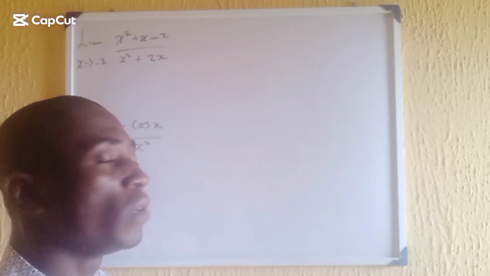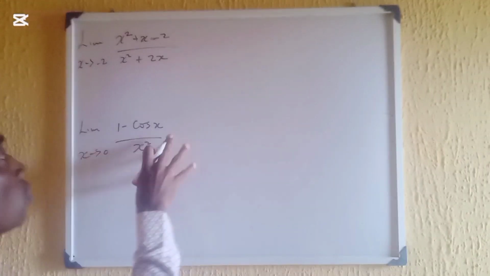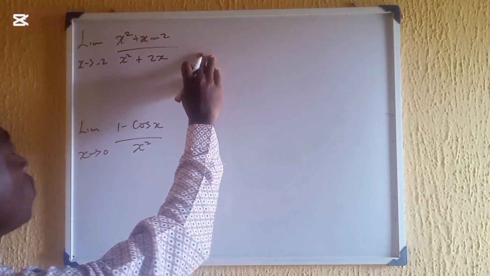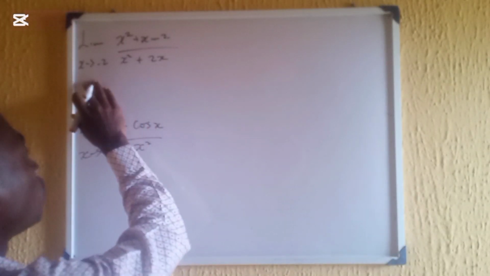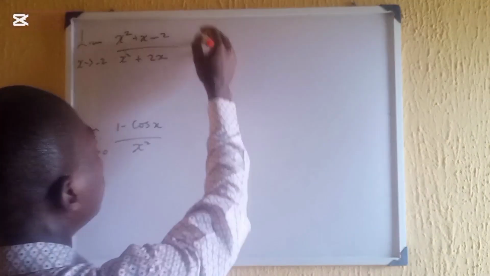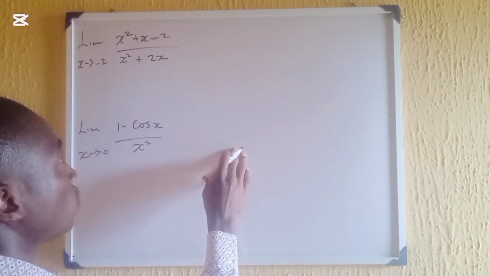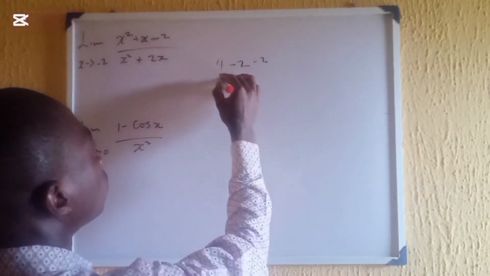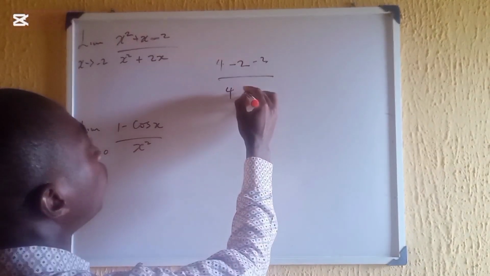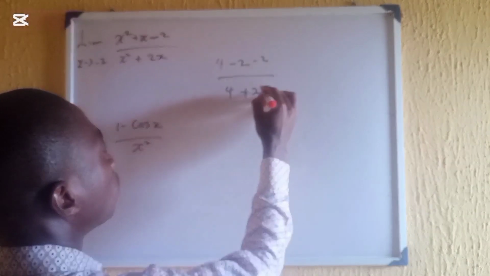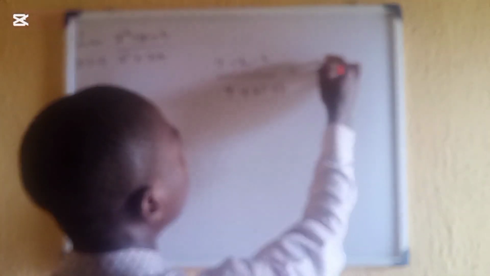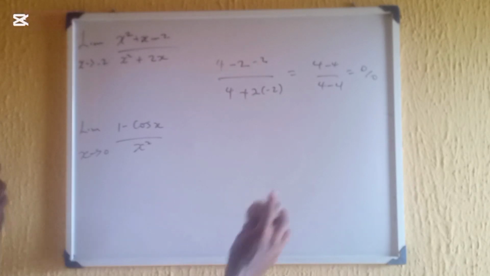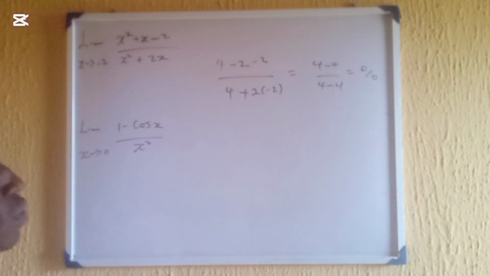So before we talk about applications of limits, I want us to solve these problems. Here we have the limit of x squared plus x minus 2 over x squared plus 2x as x approaches negative 2. Now, when we put negative 2, that's using the method of direct substitution, we'll be having 4 minus 2 minus 2 over 4, plus 2 into minus 2. And this will be giving us 4 minus 4 over 4 minus 4, which is equal to 0 over 0. So the limit of the function as x approaches minus 2 is undefined.